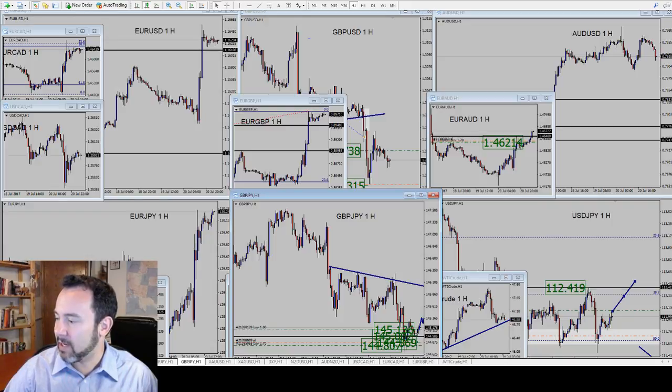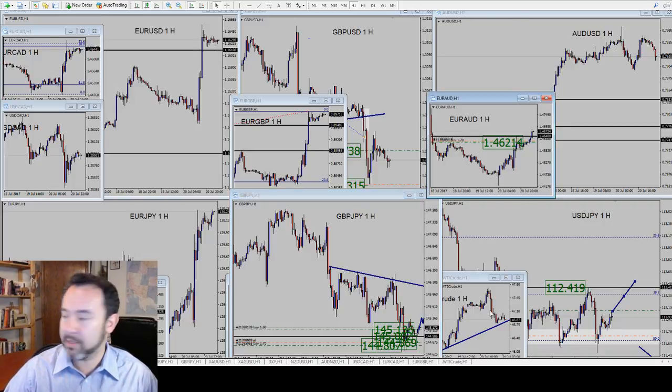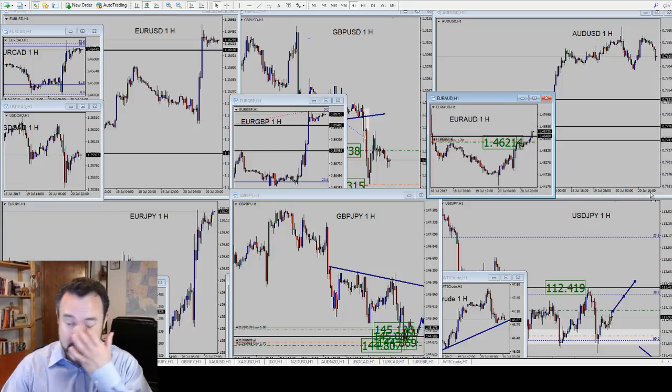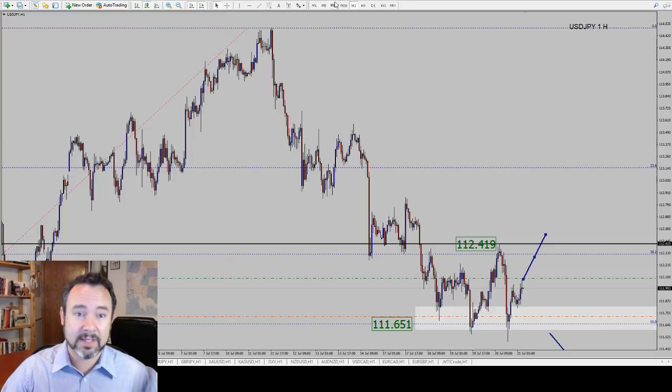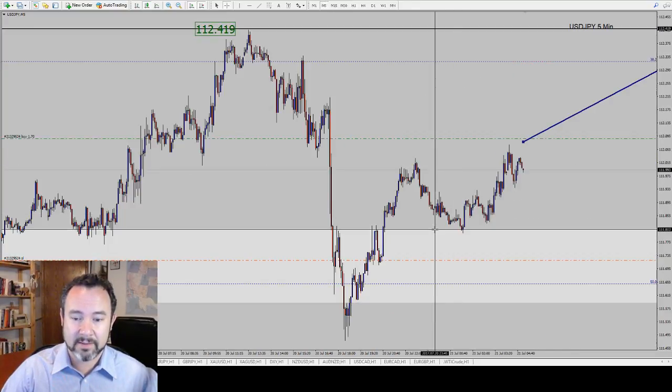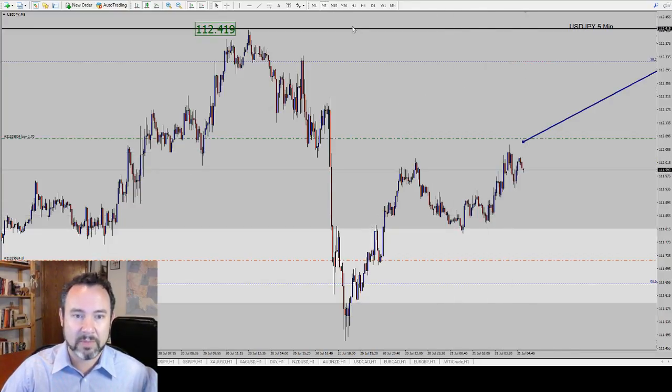UJG is trying to pick bottoms on lower time frames. Yeah, constantly. You do some good trades. I've got to give you some props, got respect for you there. Trying to pick bottoms in lower time frames. I can see, if we cut down to the 5 minute on the dollar yen, it's starting to creep up a little bit.